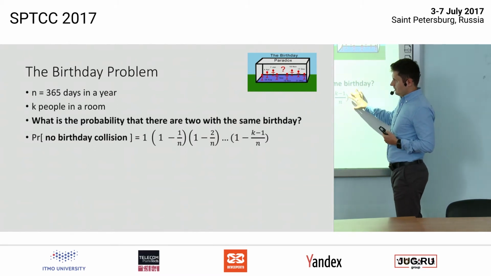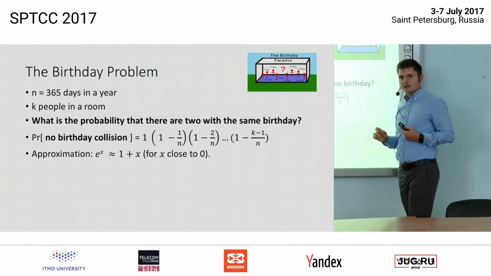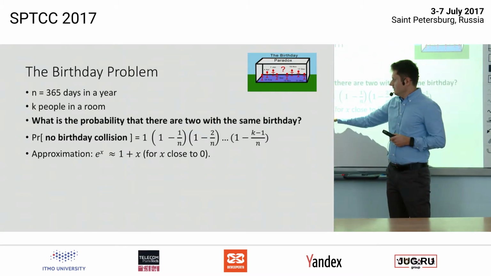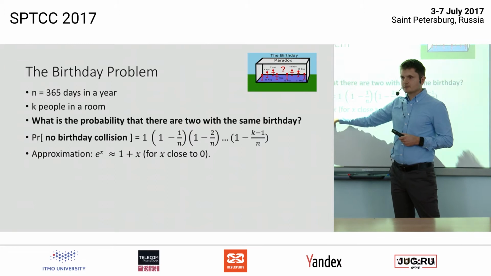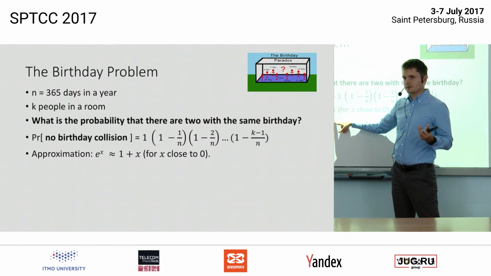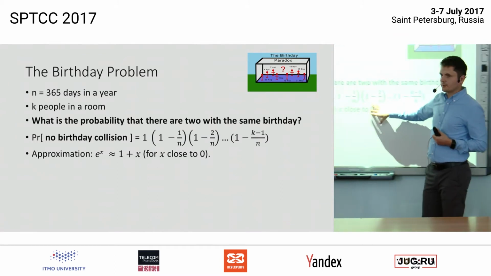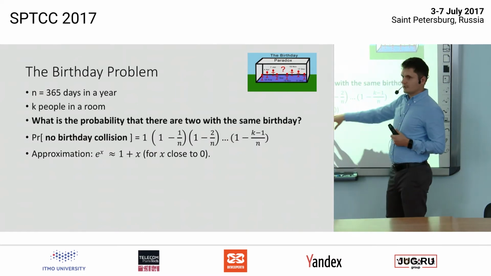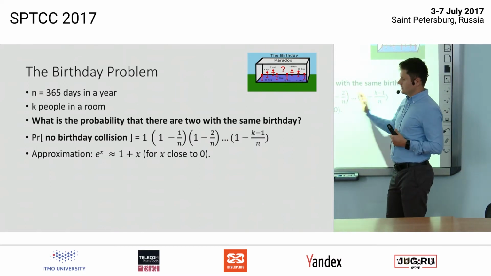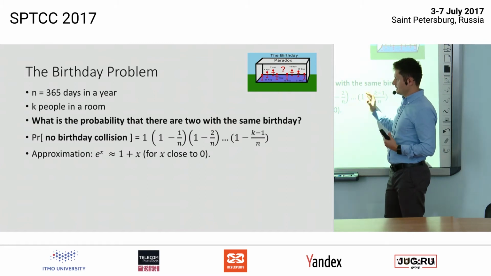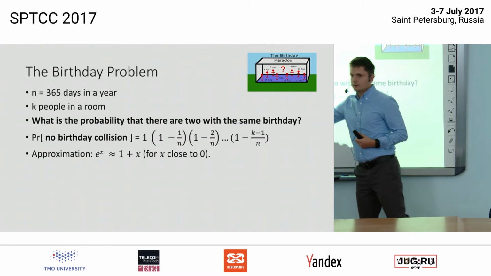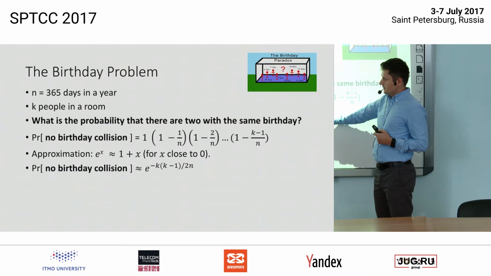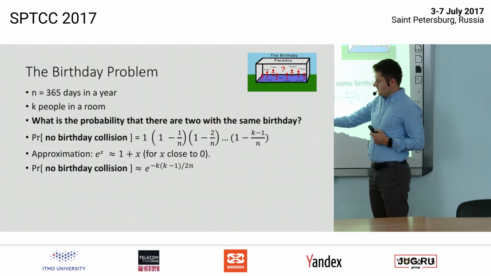So now I will remind you of this classical bit of business called Taylor's formula, which says that e to the x is almost equal to 1 plus x for x small, if we expand the Taylor expansion close to 0. This is useful here because we'll be able to approximate each factor as an exponential. Since they have a product, the exponents will sum up. So we can approximate the probability of no birthday collision as e to the minus k times (k minus 1) over 2n.